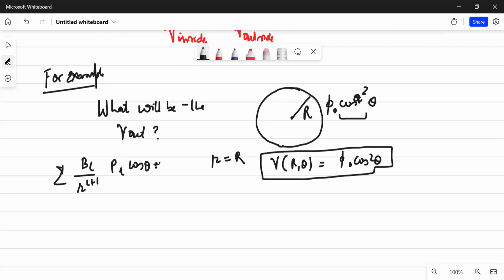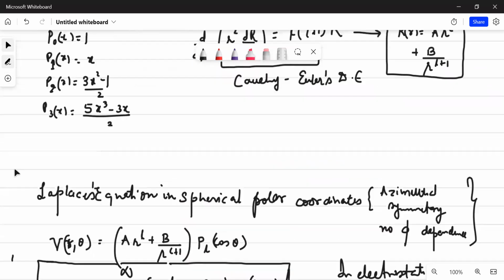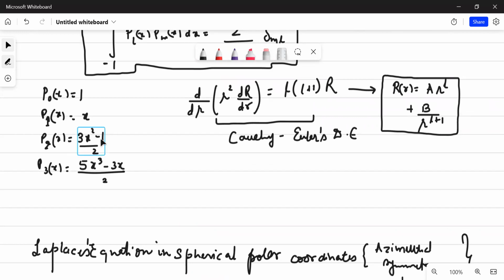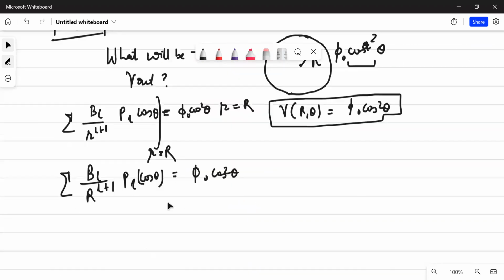So what I would do, I would simply write that at r equals R, my potential is phi naught cos square theta. Just replace small r with capital R. Now, from the set of your Legendre polynomials, just find where a quadratic is likely to appear. So where is a quadratic likely to appear? Up to P2. So don't go even till P3, because if you go till P3, there will be cubic terms. You know that on the right hand side, you do not have cubic terms. You have simply quadratic terms.